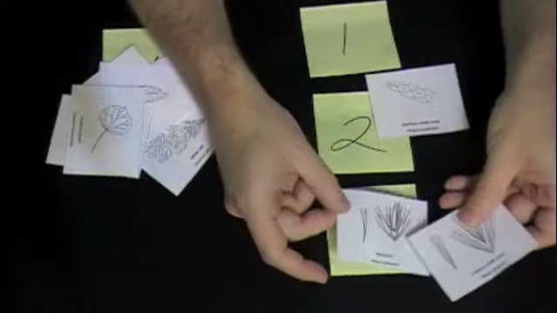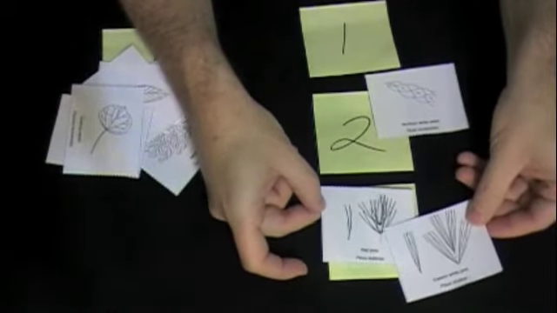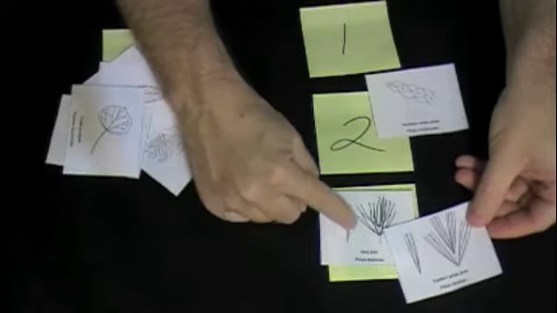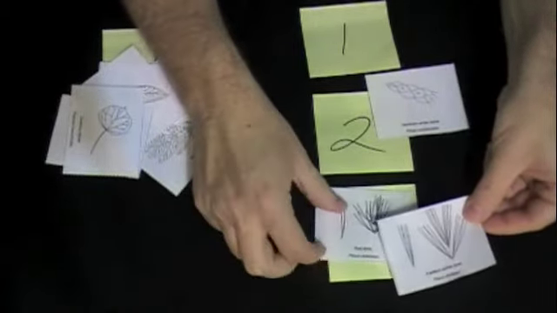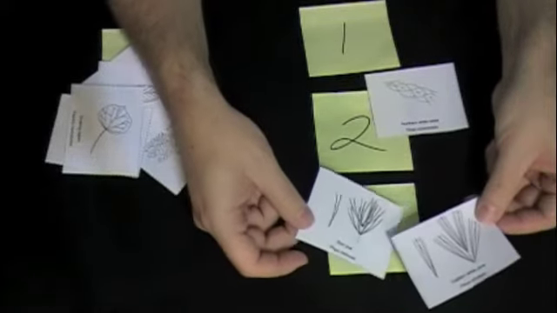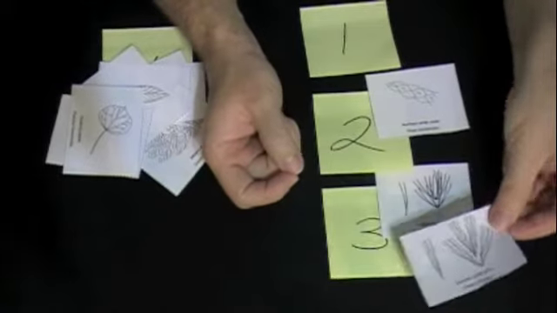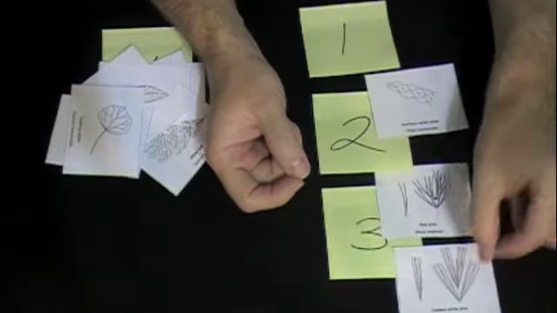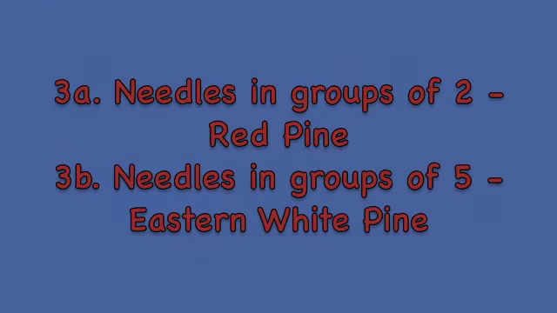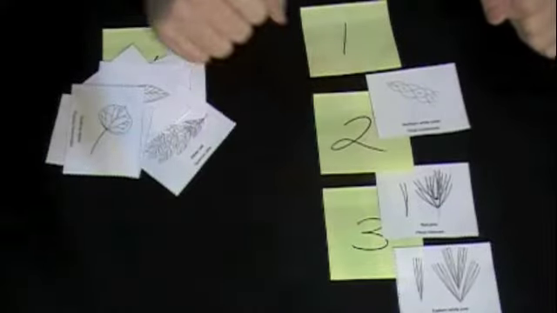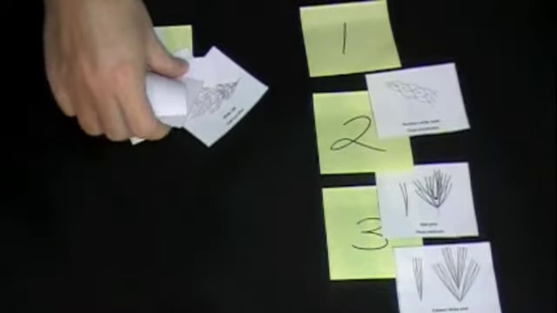Now we're down to 2 different ones because we've eliminated the northern white cedar. We're down to 2 leaves. Well, you'll notice the difference in these 2 is that this one has 2 needles on a leaf and this one has 5 needles on a leaf. So you can say, does it have 2 needles on a leaf? If yes, then red pine. If no, then eastern white pine, because these are the ones that we're identifying. So now we have identified all 3 of those.